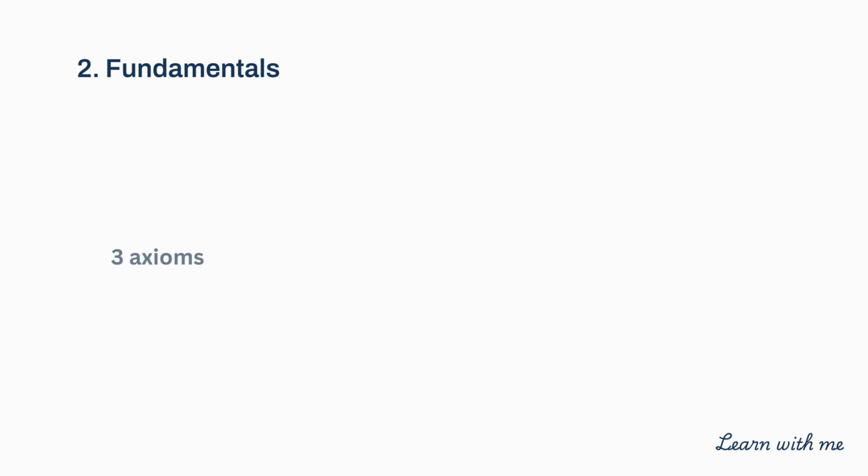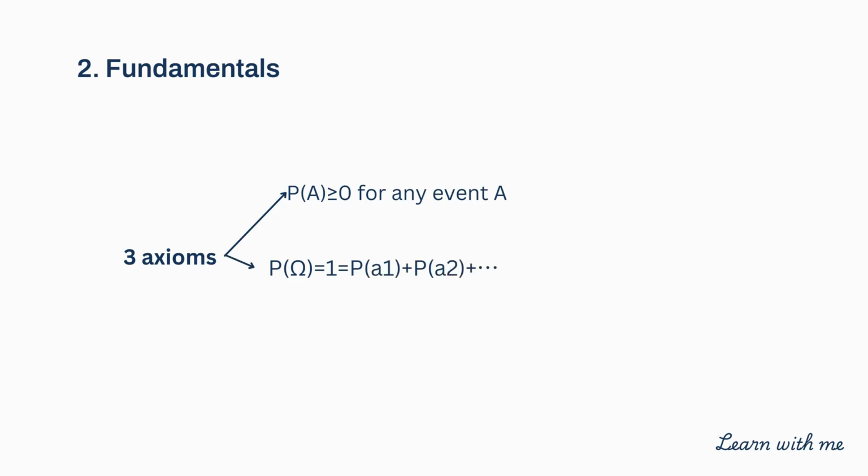Now let's look at the three basic axioms of probability. The first axiom is that probability is never negative. For any event A, we must have probability of A greater or equal to 0. The second axiom is that the probability of the entire sample space, which we call omega, is equal to 1. That means if we add up the probabilities of all possible individual outcomes, the total must be 1.